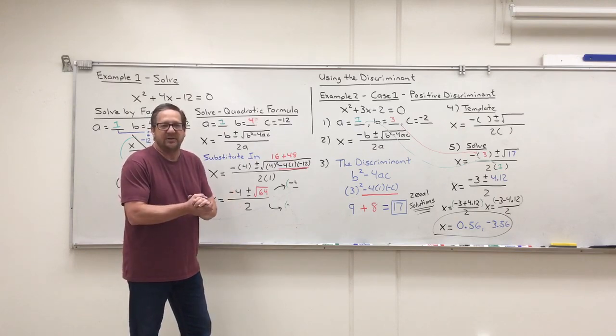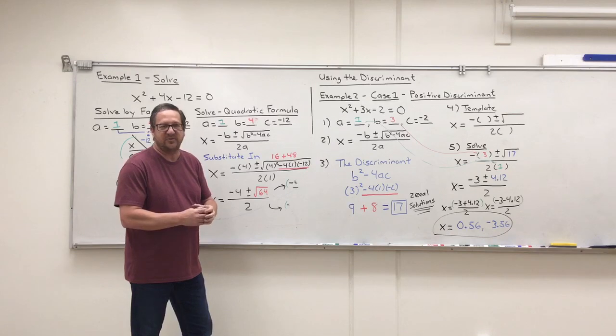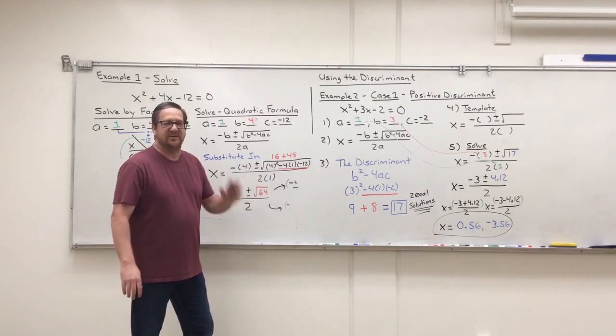So this is part 2. In part 3, I want to show you the zero discriminant and negative discriminant, and that will kind of put all of our lessons together. So I'll see you in part 3.